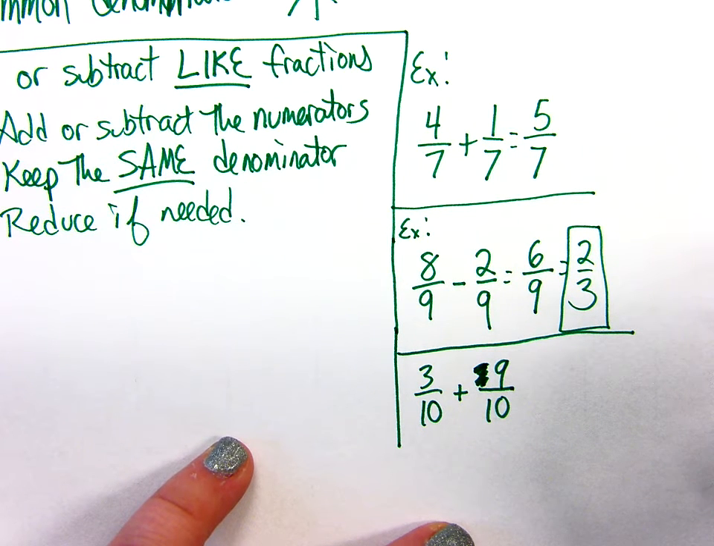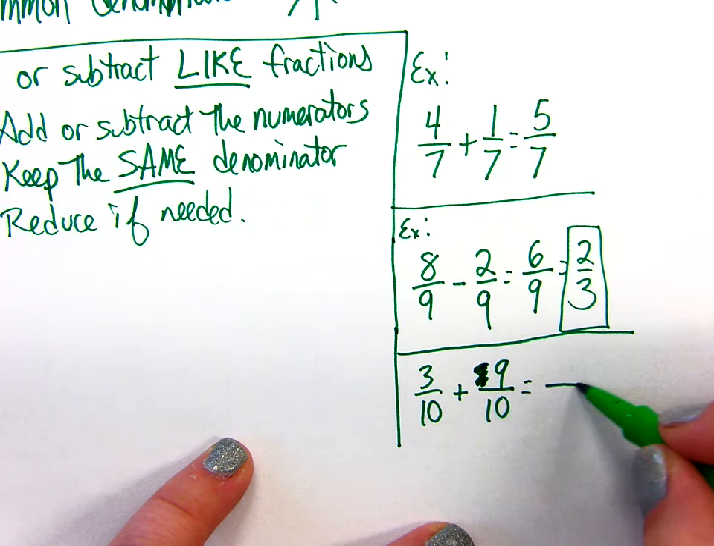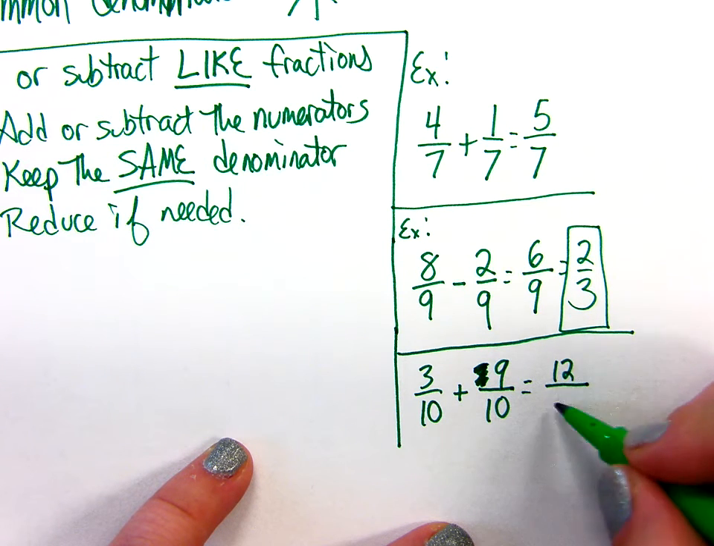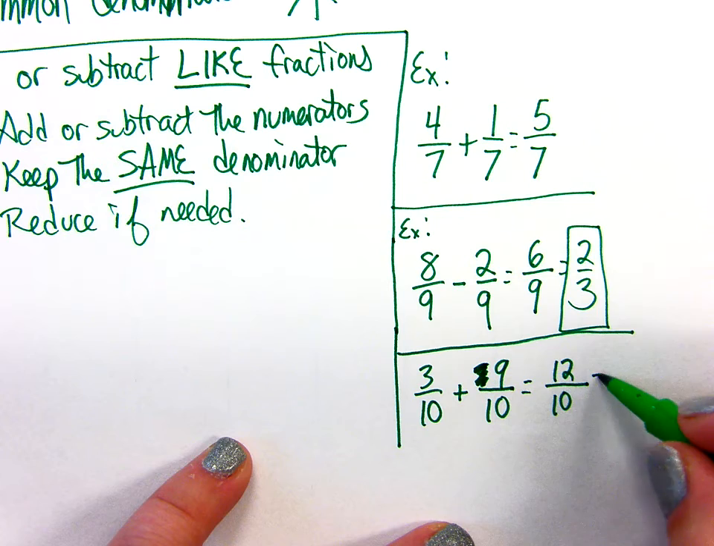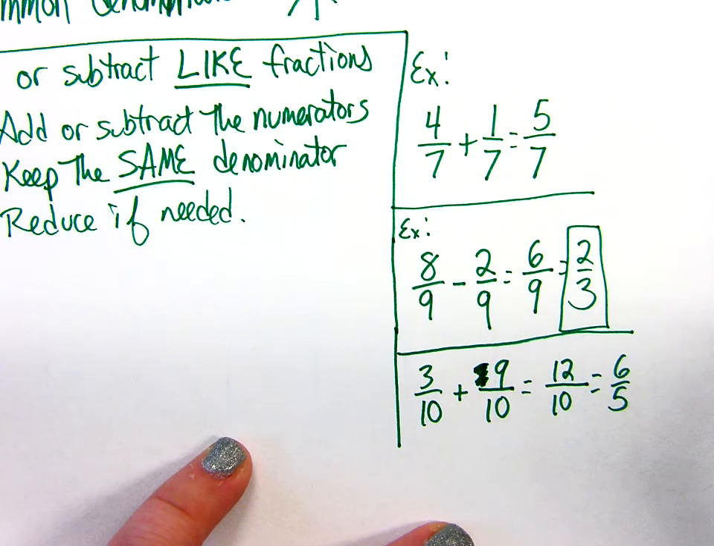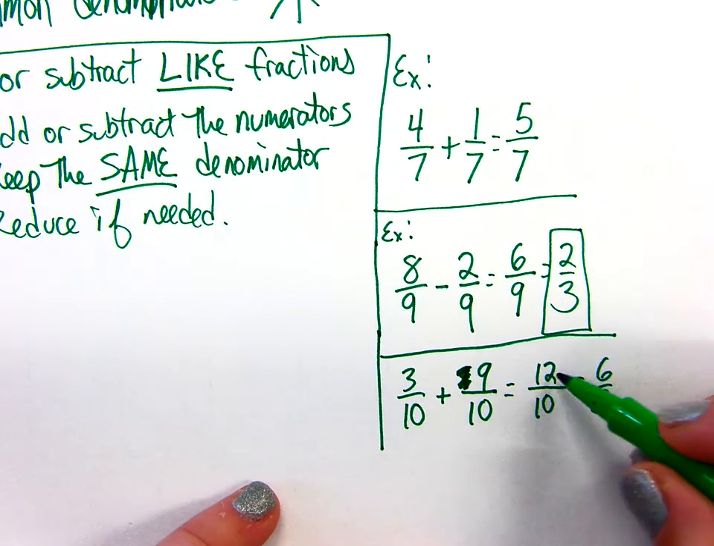What would 3/10 plus 9/10 get you? 12/10. You do not need to turn that into a mixed number, but you do have to reduce it. So what number divides into both 12 and 10? It's 1/5. I don't want to go mixed numbers. Go ahead. Yeah, 6/5. Yeah, right? Reduced by 2.